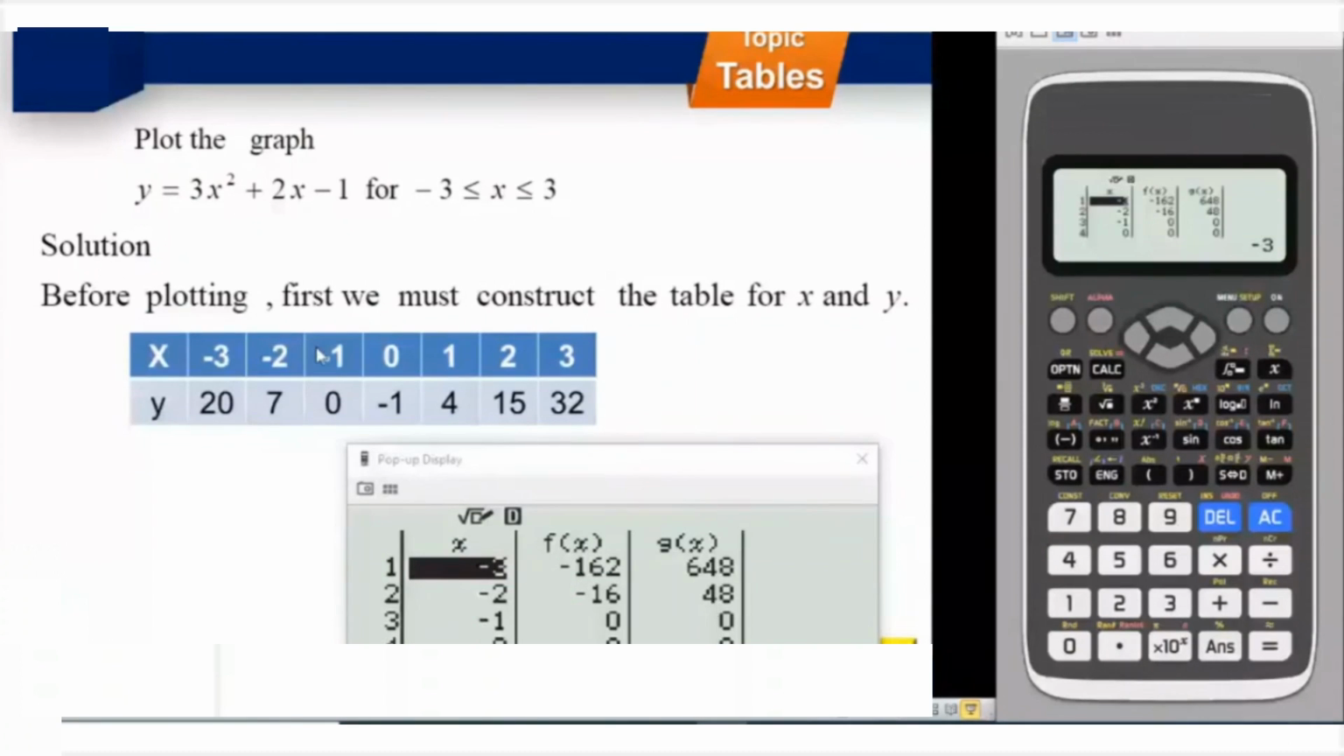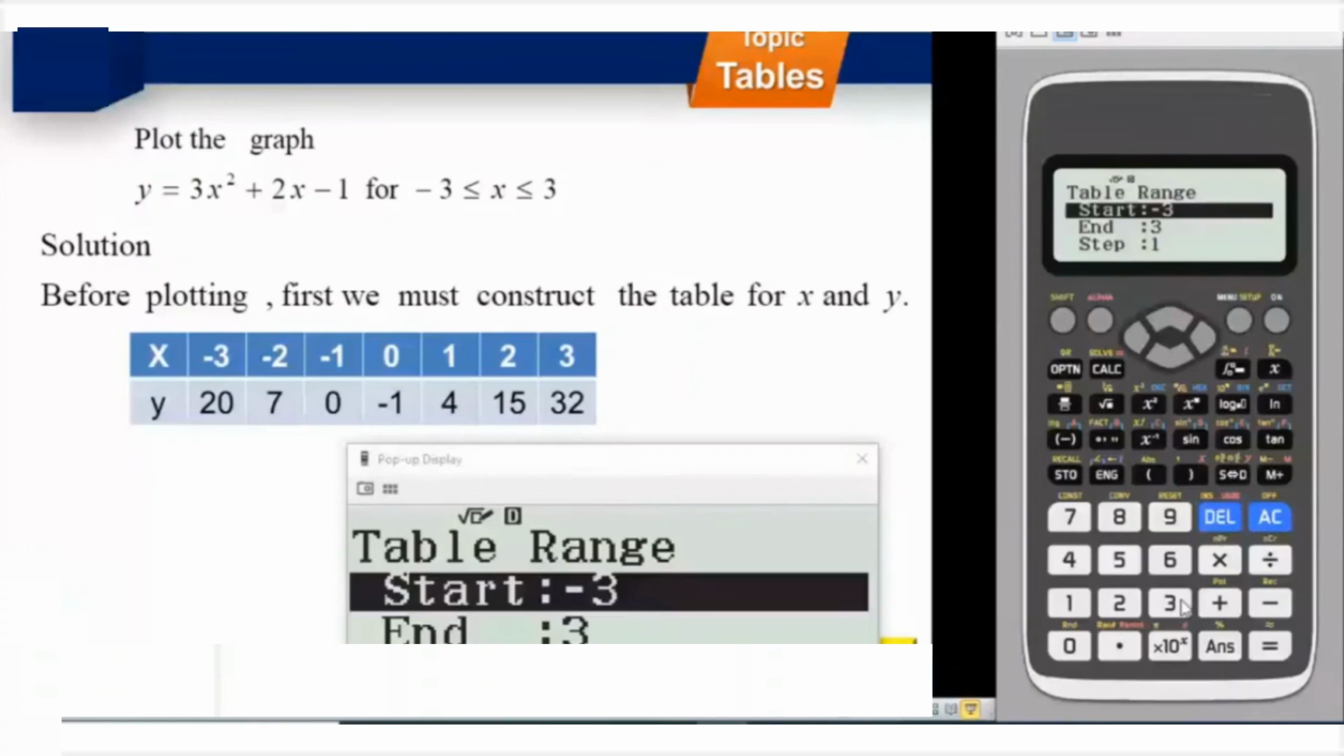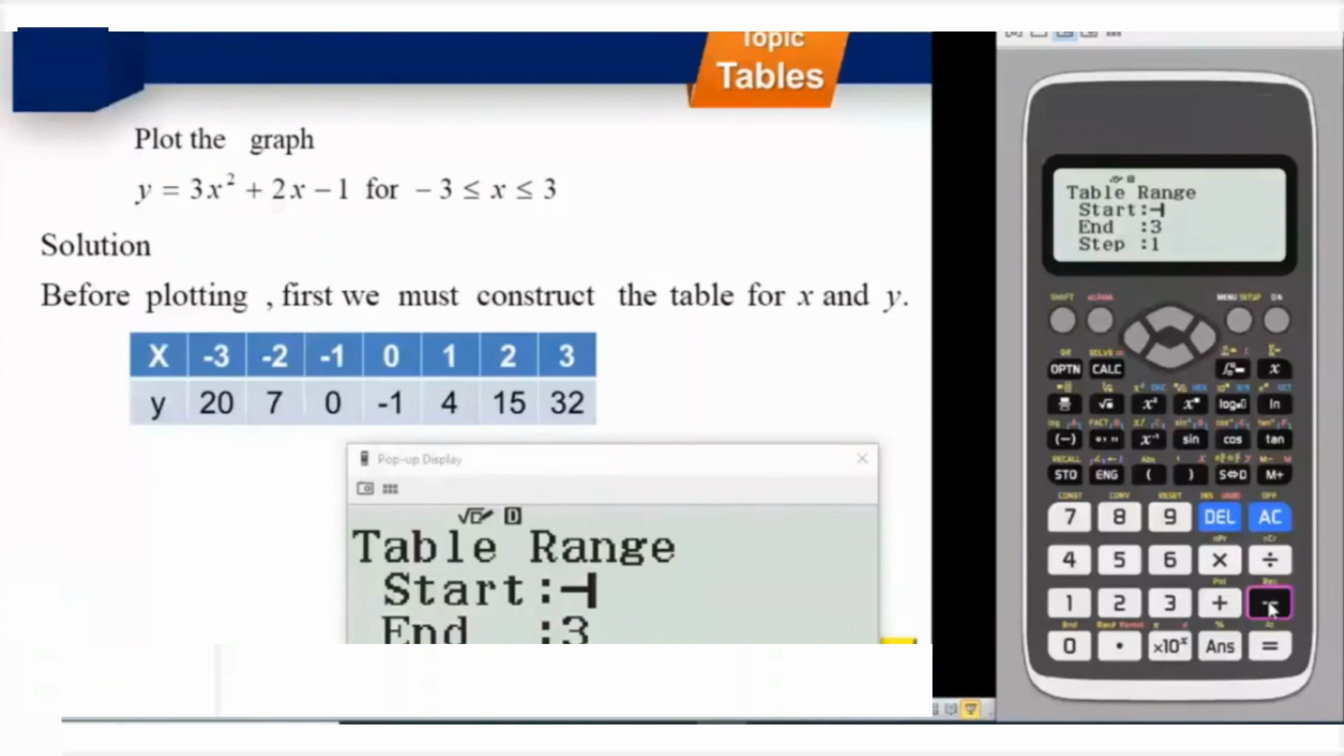If I want a difference of 2 between the values, let's say the equation is 3x minus 5, and there is no gx. There is only one equation. Let's say my starting value is minus 2, and my ending value is, let's say, 10. And I want a step of 2.